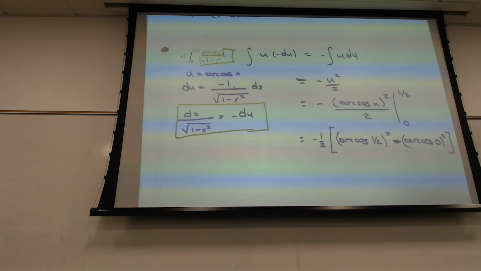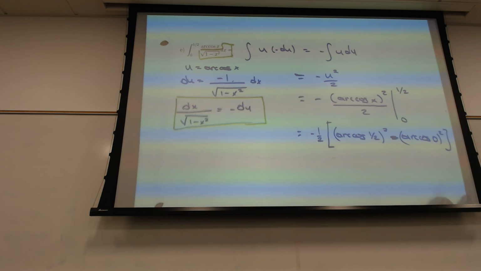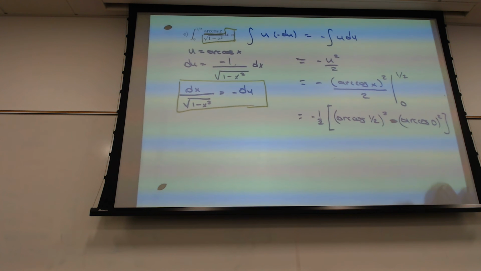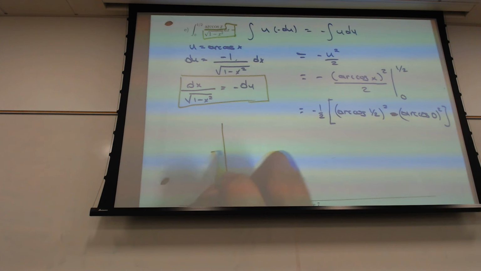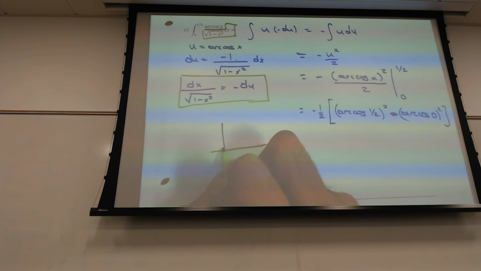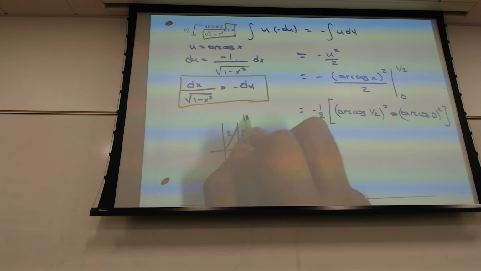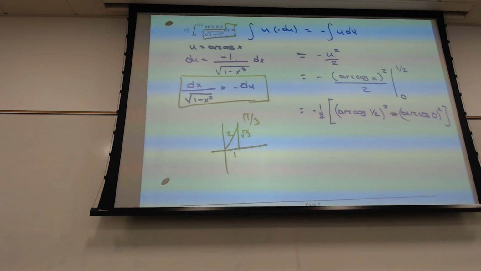If you're not sure about it, of course, you can use the unit circle. You can use the triangles. I'm going to use the triangle. So arc cosine of 1/2, I think this is pi over 3, isn't it? And of course, arc cosine of 0, I believe that's pi over 2, right?